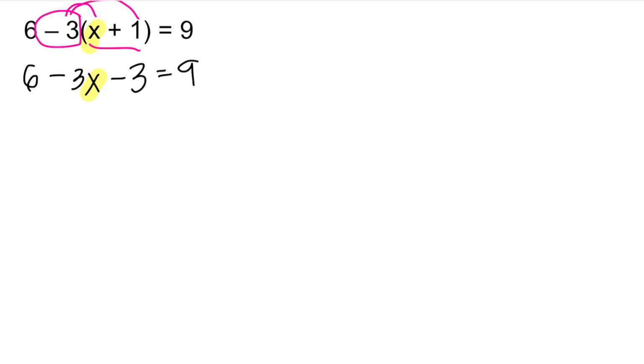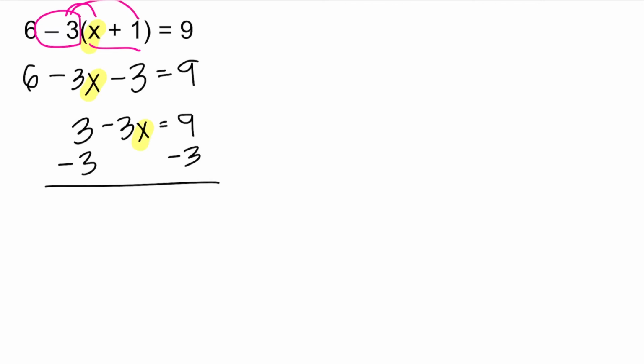Now I'm going to combine like terms. 6 minus 3 gives me 3. Then bringing down that minus 3x equals 9. Now to get x by itself, I'm using inverse operations. To get rid of this 3, since it's a positive 3, I'm going to subtract 3 from both sides. 3 minus 3 gives me 0. Bringing down this negative 3x equals 9 minus 3 is 6.